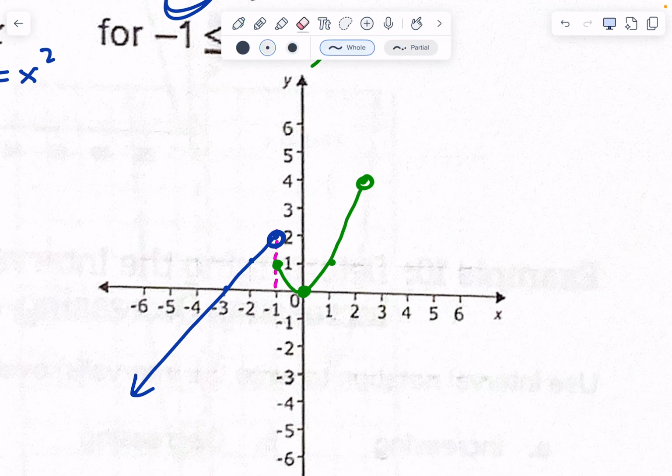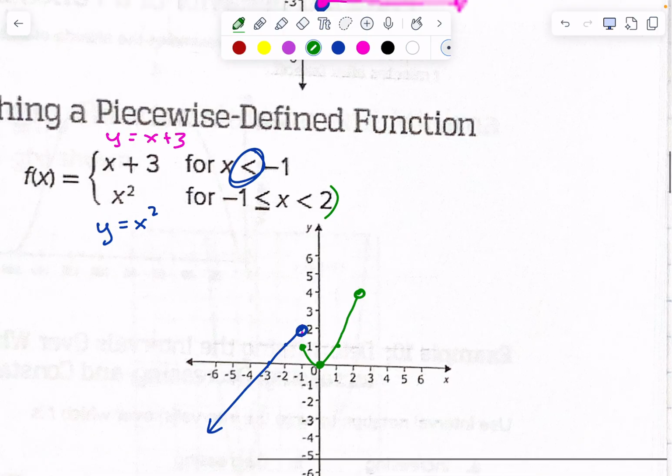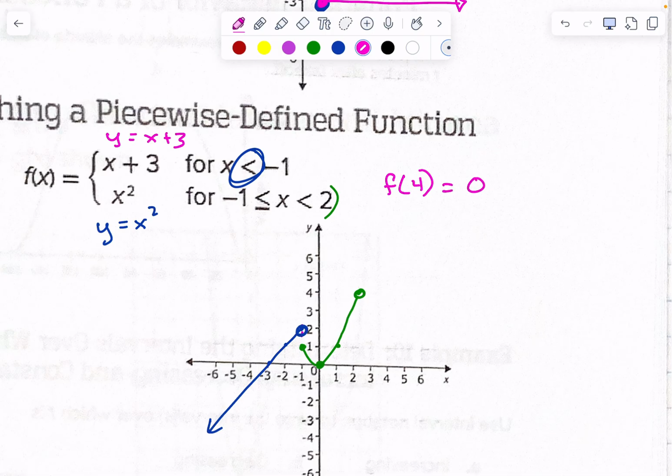Okay, now here's my question to you. What's x or what's y? Is it a function? What is f of 4? Undefined. Because we do not have a domain for 4. It only goes to 2.